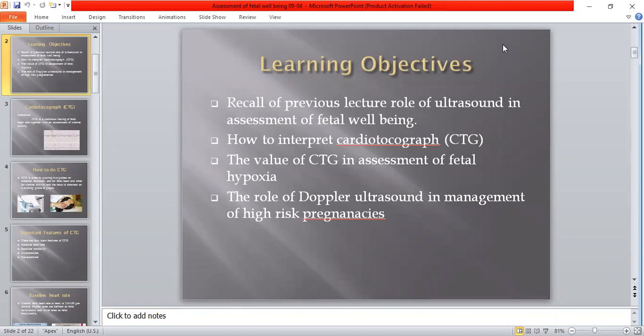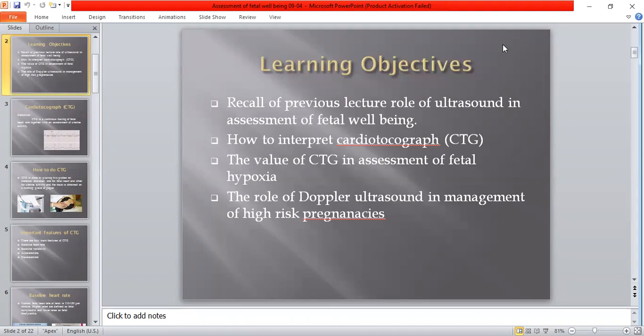As we discussed in the last lecture, the ultrasound has a major role in assessment of fetal well-being. Ultrasound is used for confirmation of the size and site of pregnancy, the number of pregnancies, whether it is single or multiple, and for the confirmation of gestational age. It is also used for placental localization, for the amount of the amniotic fluid volume, and for the fetal growth.